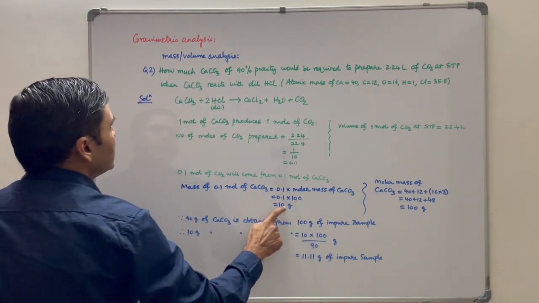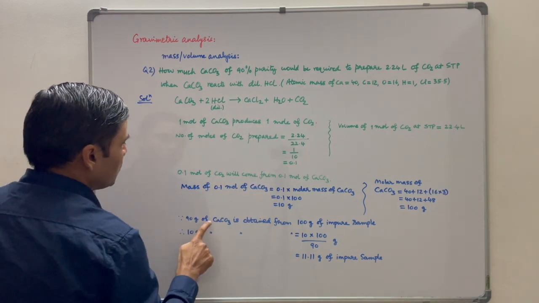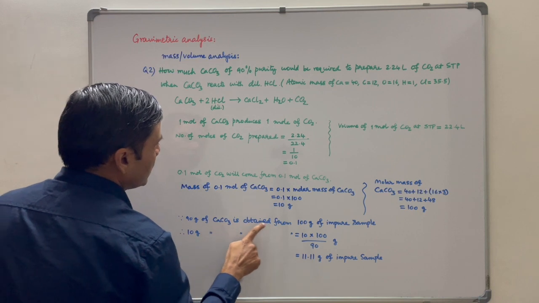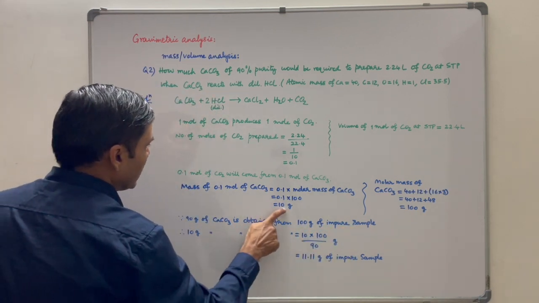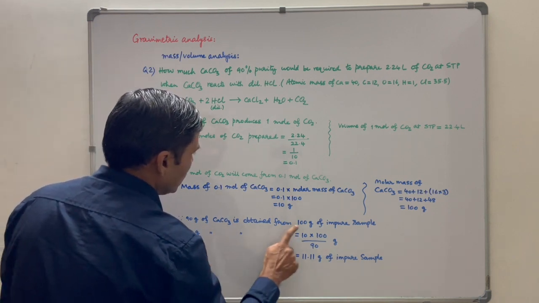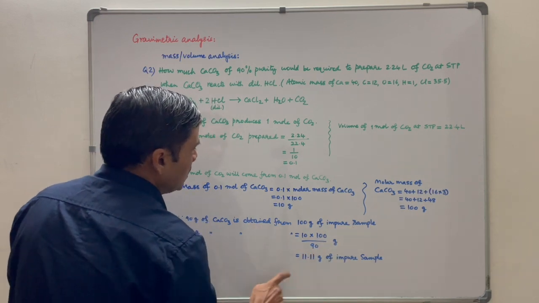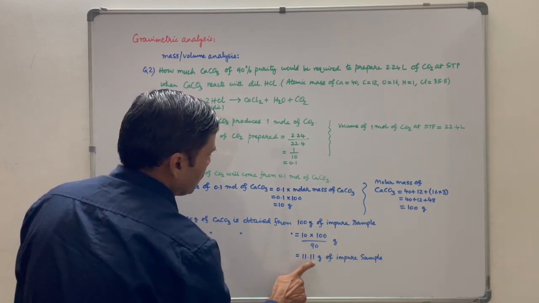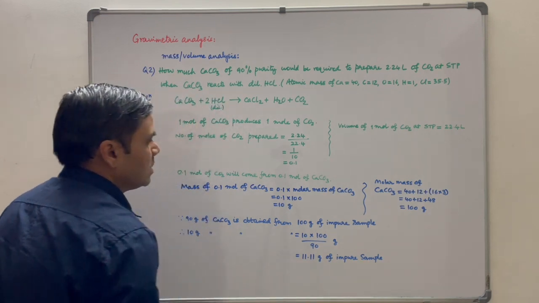It is given that the sample is 90% pure, which means 90 gram of pure calcium carbonate comes from 100 gram of impure sample. So 10 gram of pure calcium carbonate will come from 10 into 100 upon 90 gram of impure sample. So that comes out to be 11.11 gram of impure sample, and that is the answer.